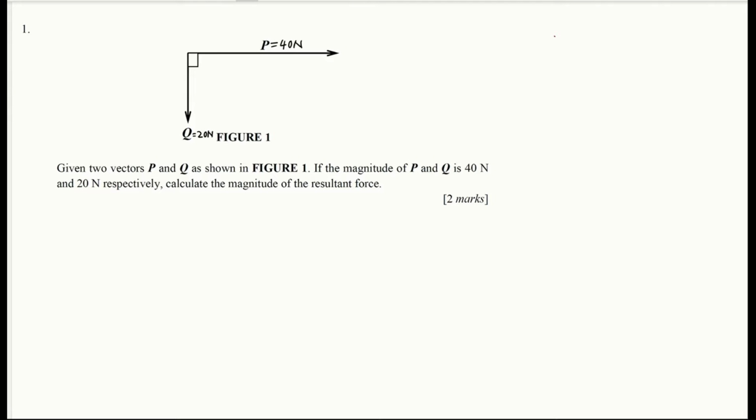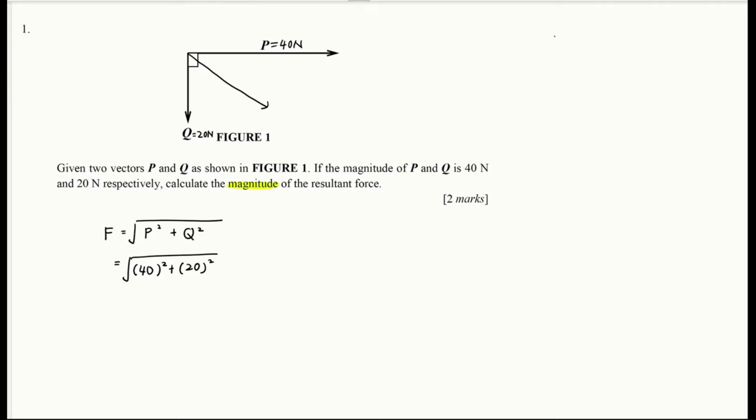Alright, so in order to calculate the magnitude of the resultant force, the question states that we want the magnitude only, so no need to calculate the direction. So the magnitude is in this direction. So F is equal to the square root of P squared plus Q squared. So P is equal to 40, and Q is 20 squared.